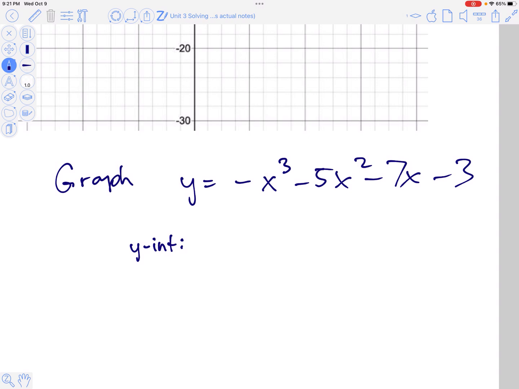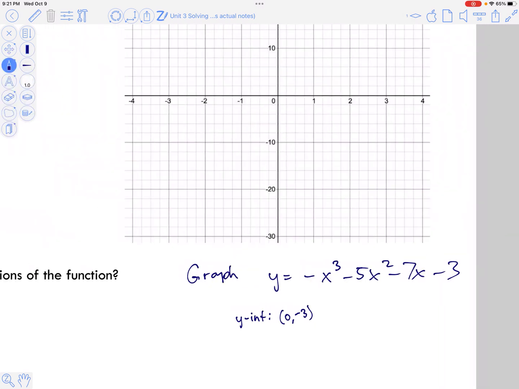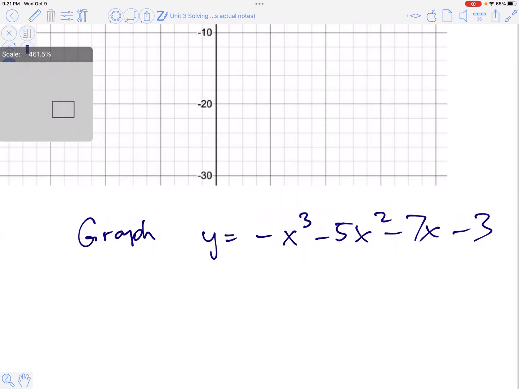But for right now, when you make all the x's 0, all you're going to be left with is -3. So we know that this has a y-intercept at, this looks like it goes by 2s, 2, 4, 6, 8, 10, yeah. So -3 will be here. All right, so there's my y-intercept.